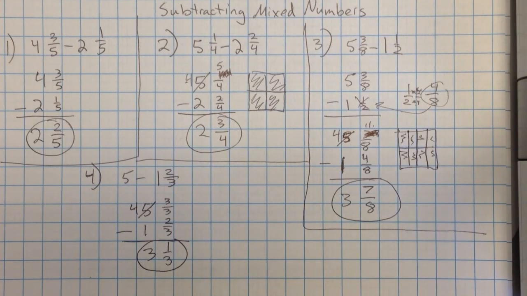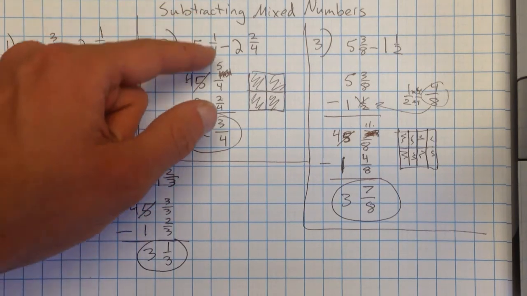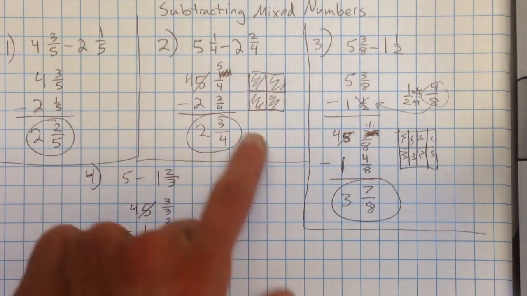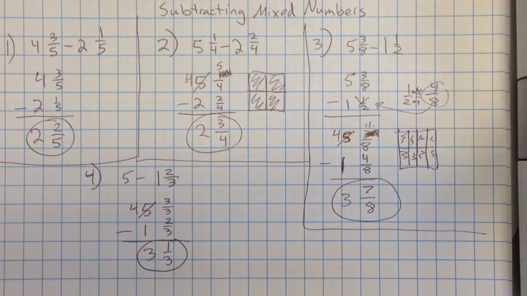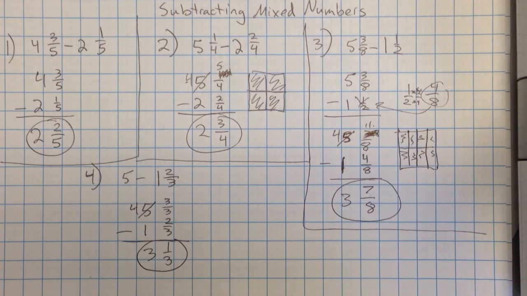So we can see the most important things are lining things up, making sure you have common denominators, and then regrouping or borrowing 1 whole's worth, which you're going to know based on the size of your denominator, to rewrite your fraction. Good luck.